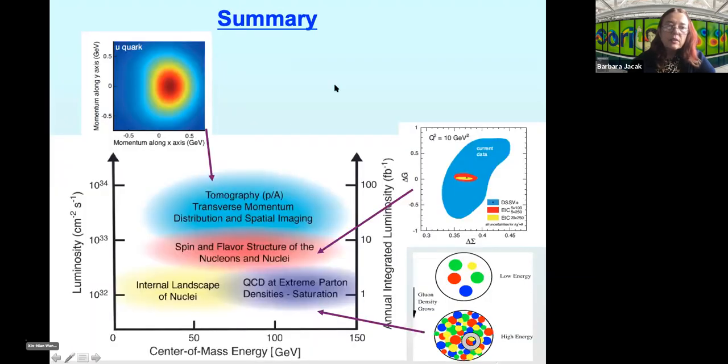And so I just want to summarize by saying that we're going to do a whole variety of measurements by using the range of center of mass energies and the high luminosities that are planned at the EIC according to this rough map. I'll stop here and thank you for your patience with my going over.